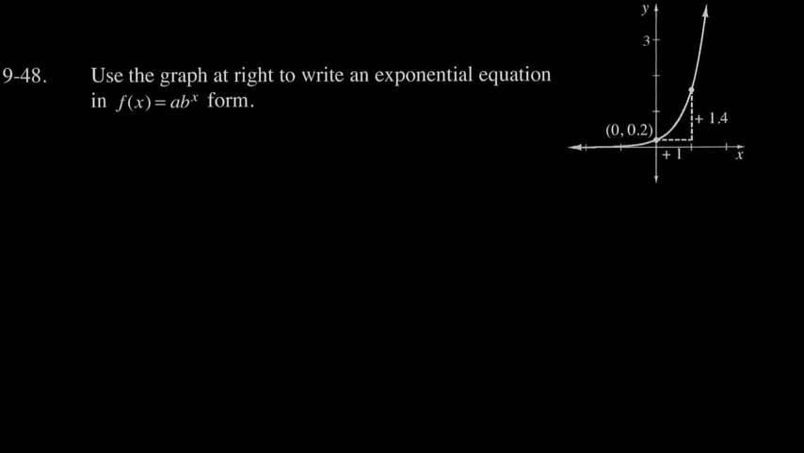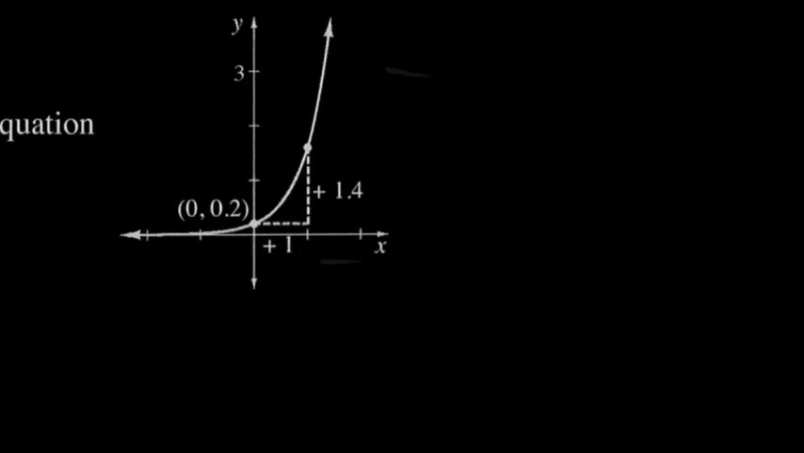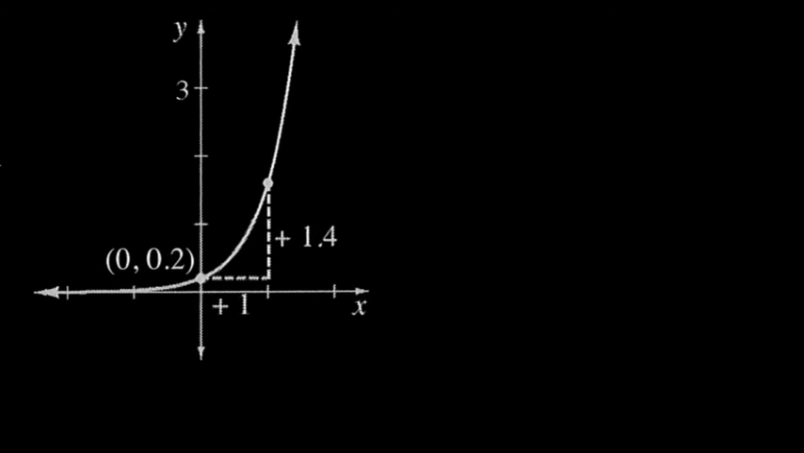Question 48, use the graph to the right to write an exponential equation in the form f of x equals ab to the x power. So we're being asked to go from one representation, this graph, to another representation, an equation. They wanted an exponential curve, f of x equals ab to the x. I think it would be more helpful if I considered a table of values. So let me do a quick table of values here.